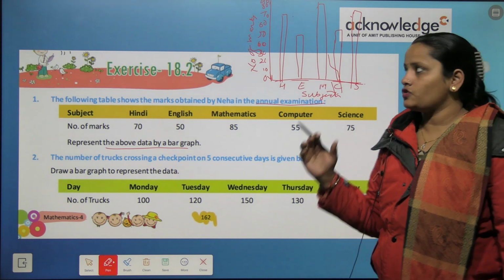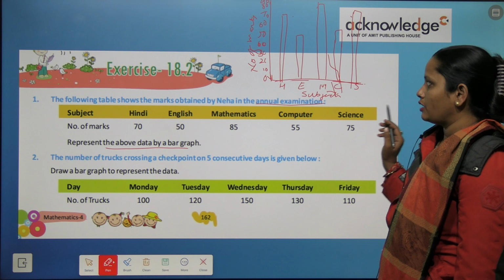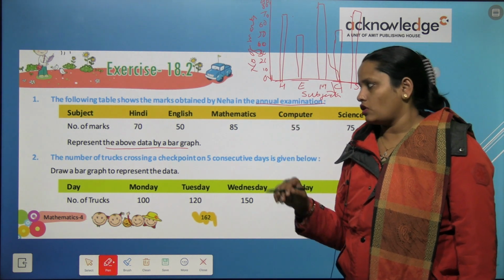So I have drawn it roughly, children. You have to use a graph book or the graph paper. On that we have to draw this. Similarly you have to draw.